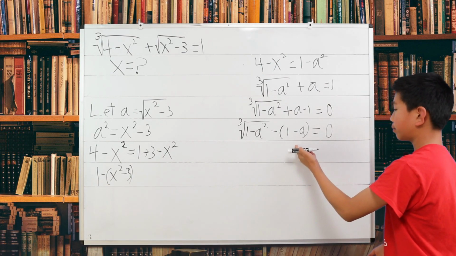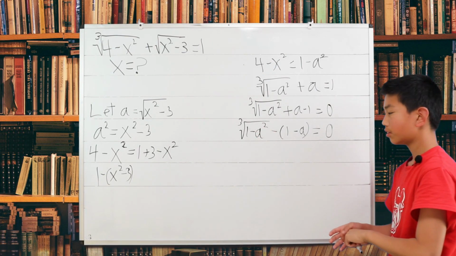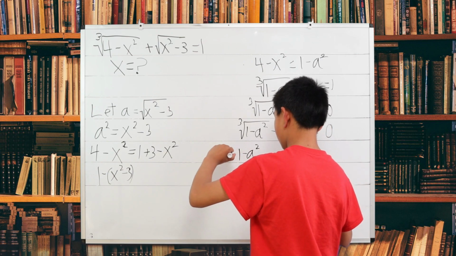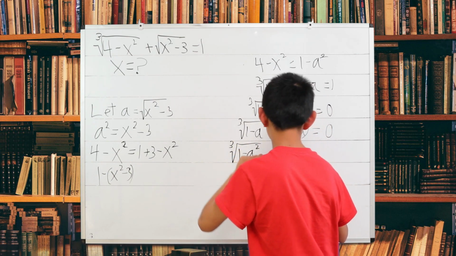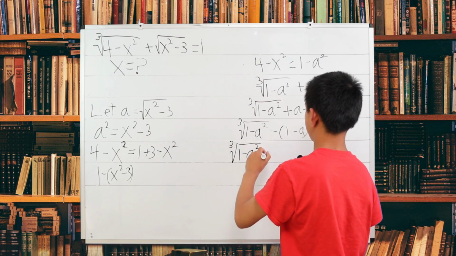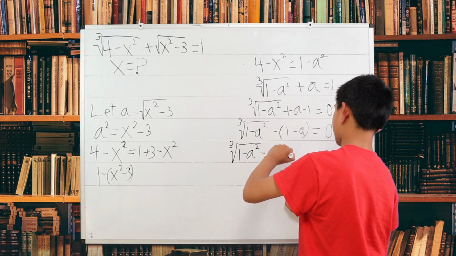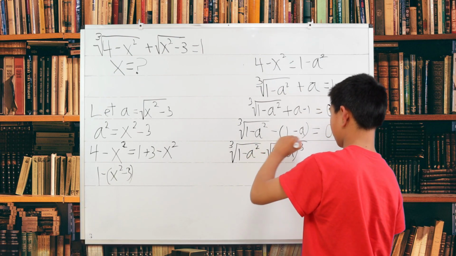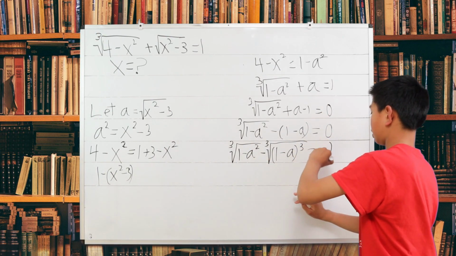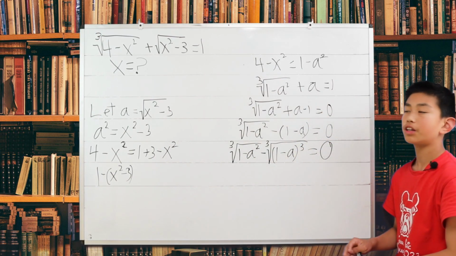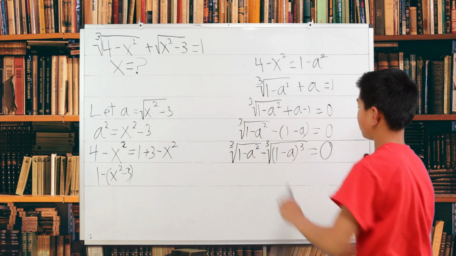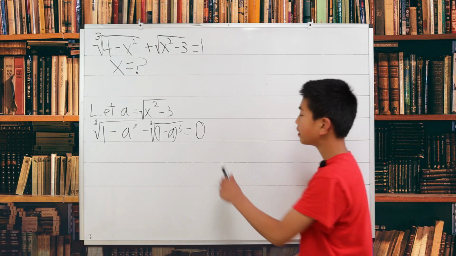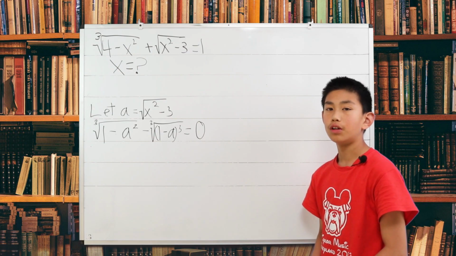And now we can actually rewrite this in terms of a cube root. So the cube root of 1 minus a squared minus 1 minus a. In order to make it a cube root, you have to cube it and then cube root it, equals 0. So now we have turned the original equation that we are given into a completely new one. Alright, so now that we figured this out, we can actually solve for a.